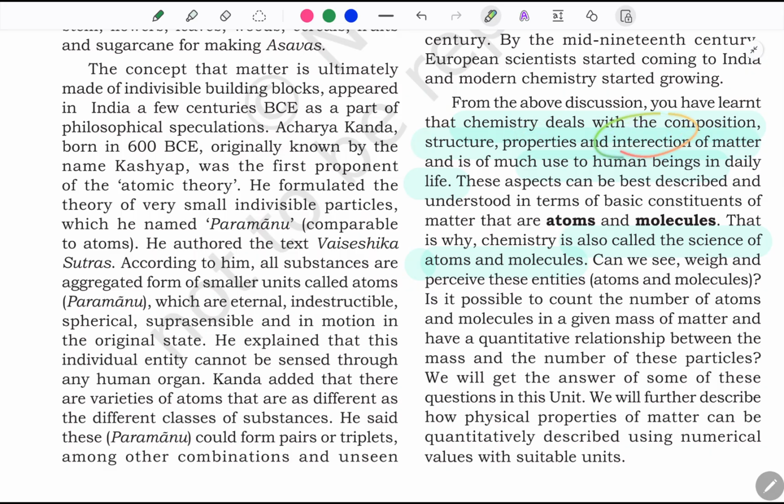The spelling is wrong here in the NCERT. So interaction of matter, the reactions, that means. So basically, chemistry deals with the composition, structure, properties, and interaction of matter. Or in simple language, you can also say that chemistry is the science of atoms and molecules. So, in a very simple way, what is chemistry? It is the branch of science which deals with the study of atoms and molecules. Okay, and atoms and molecules are the building blocks of matter.